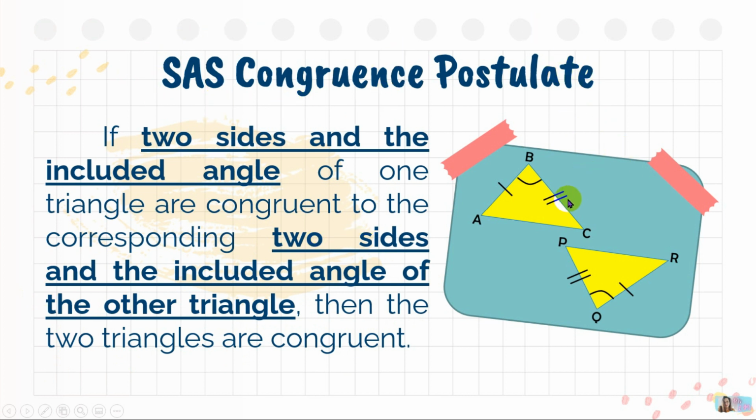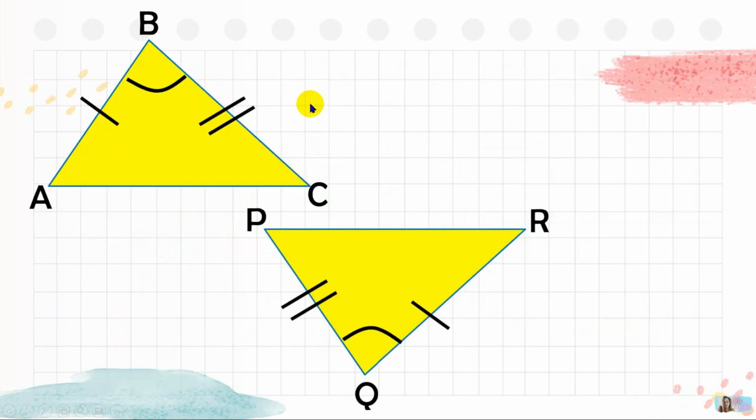So, dito daw po, kailangan natin ng dalawang sides at included angle na kakoresponding at kakongruent dun sa ating pangalawang triangle. So, nahati na. Instead na 6 parts, ngayon, 3 na lang yung kailangan nating hanapin. The two sides and the included angle. So, let's have our first example. So, we have here triangle ABC and triangle RQP.